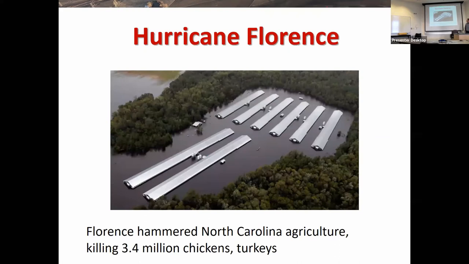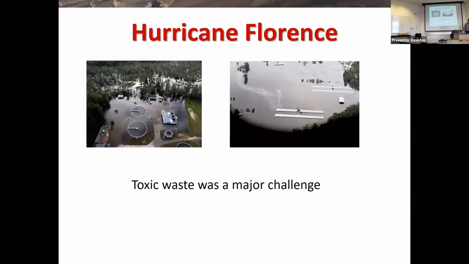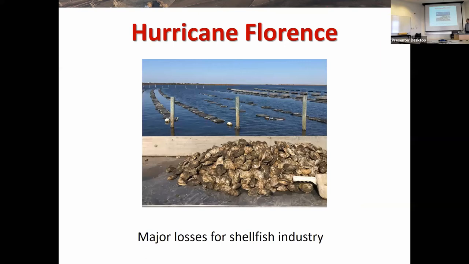So what Hurricane Florence did was really damage agriculture, killing 2.4 million chickens and turkeys, which is just sad. And also the toxic waste, which was a major challenge, not just waste from the animals, but also coal ash, I believe. And of course the shellfish industry, some folks lost up to 99% of their crops. We had a decent loss ourselves.